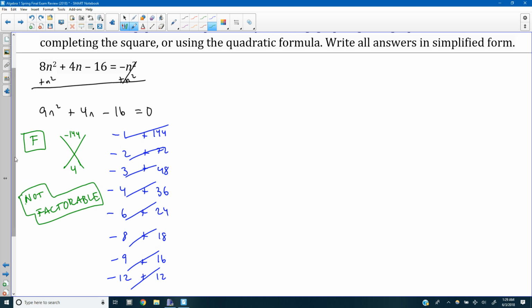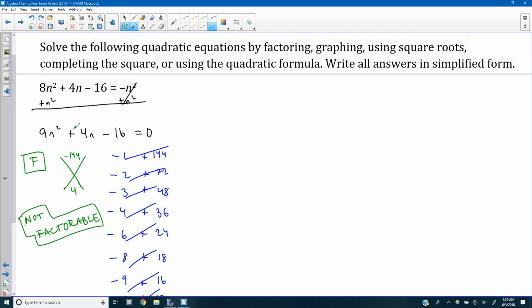Now this one I'm not going to do completing the square with. I cannot do the square root method with it, and graphing, there's absolutely no reason when it's not factorable either. So we have to use the quadratic formula on this one. You could use completing the square when you're in Algebra 2, but you're not going to want to. Let's use the quadratic formula.